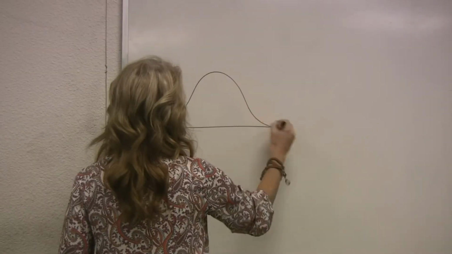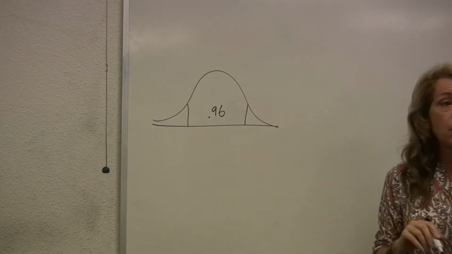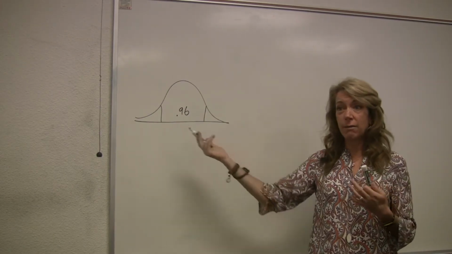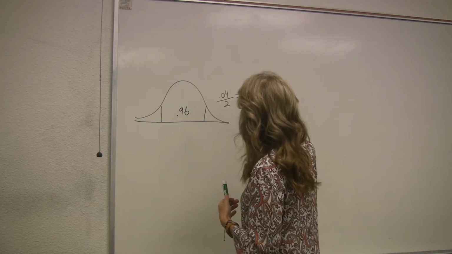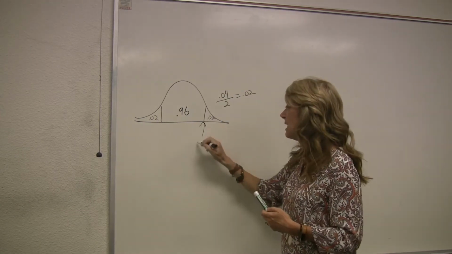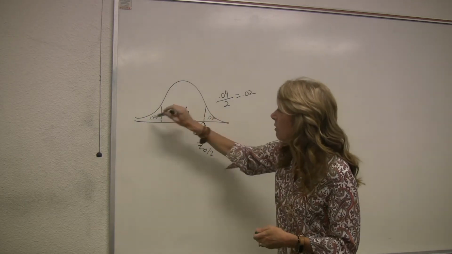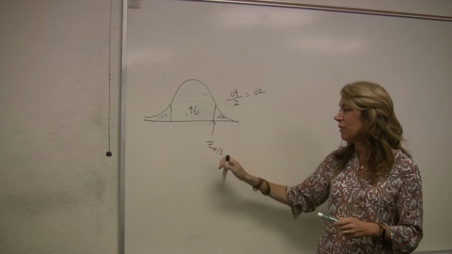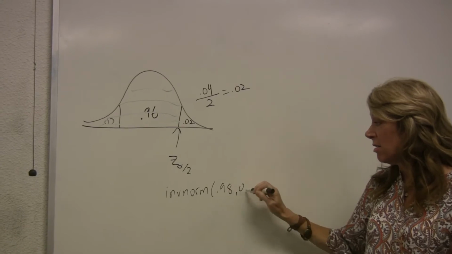Say it's a 96%, for example. If they were doing a 96% confidence interval, what's the area outside if you have 96 inside? It'd be 0.04, right? We just minus that. And that 0.04 gets divided by 2. I'd have 2% here and 2% there. Finding this Z right here is inverse norm of everything to your left. So that would have been an inverse norm of 0.98 with 0 and 1.